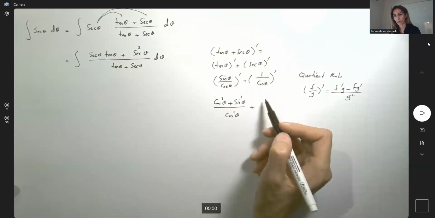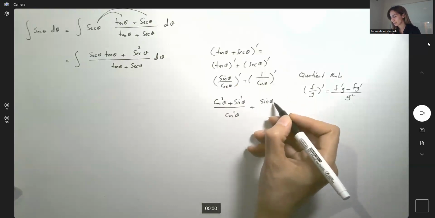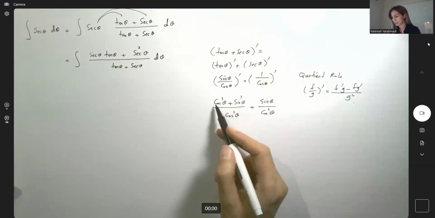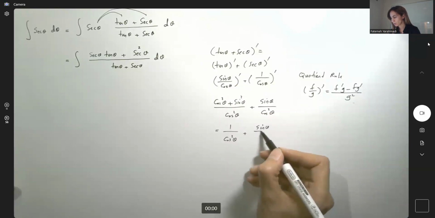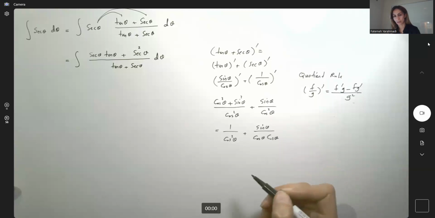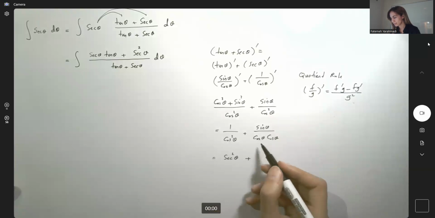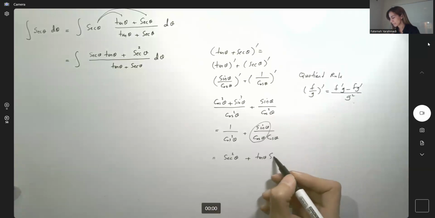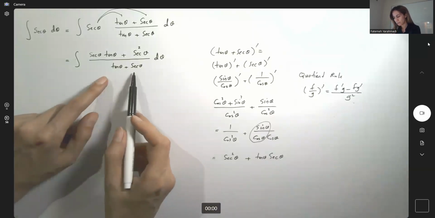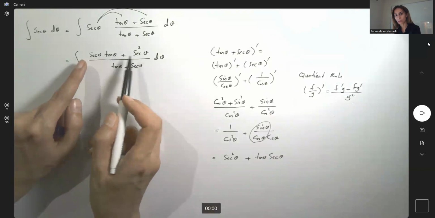Now the same for 1 over cosine theta. The derivative of 1 is 0 times cosine, 0, minus the derivative of cosine, which is negative sine, get plus sine theta divided by cosine squared theta. This is 1 over cosine squared theta plus sine theta over cosine theta times cosine theta. This is basically secant squared theta, plus these two form tangent times 1 over cosine, which is basically secant theta. So if I have tangent theta plus secant theta, its derivative is just right up there.